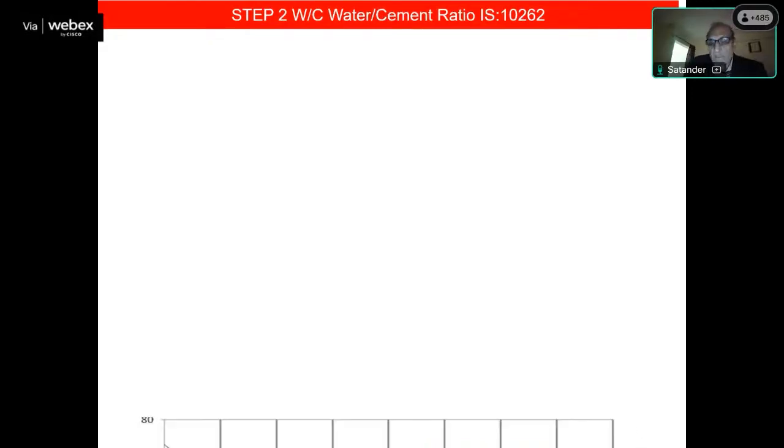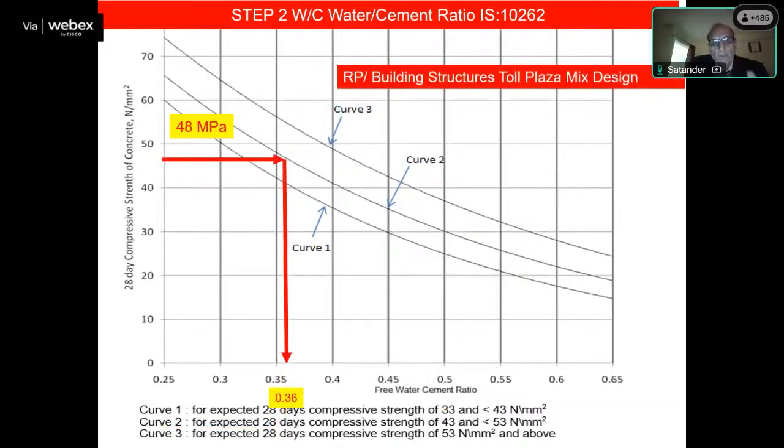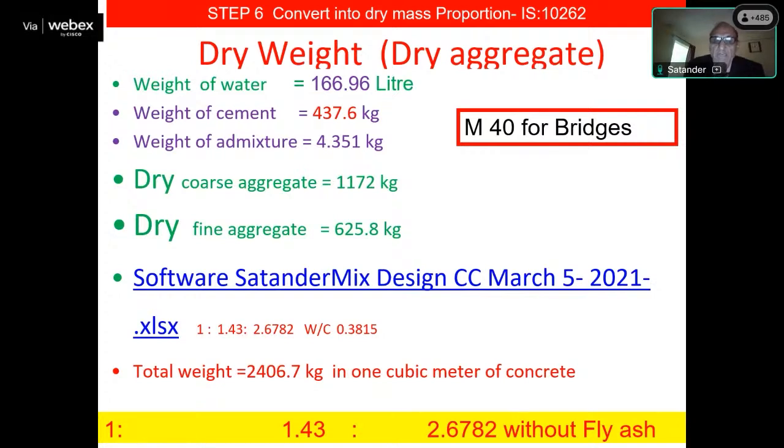Now if you see, for the concrete road, I will use 43 grade cement. Suppose my target is 0.36. Now I have prepared one software also. This also I will share with NHAI. You can refer to that also. You can do any mix design with this software.